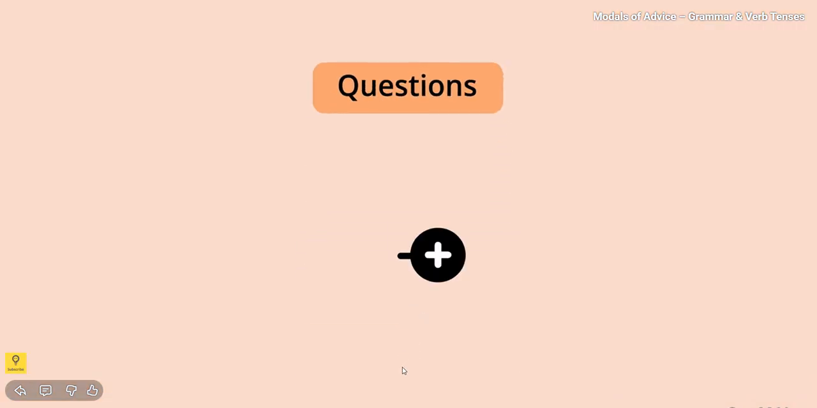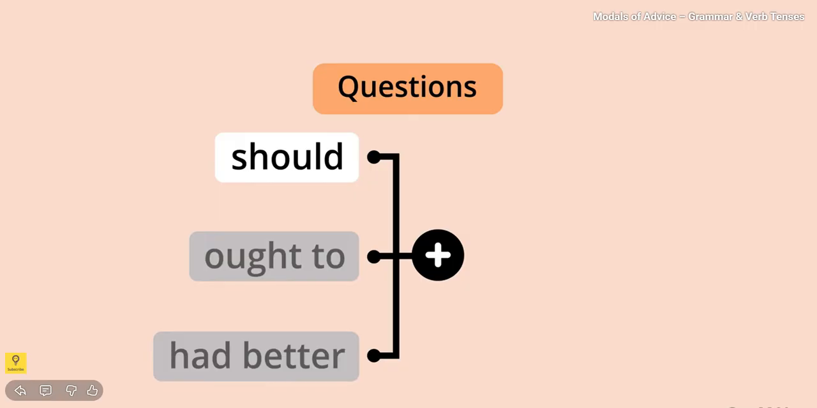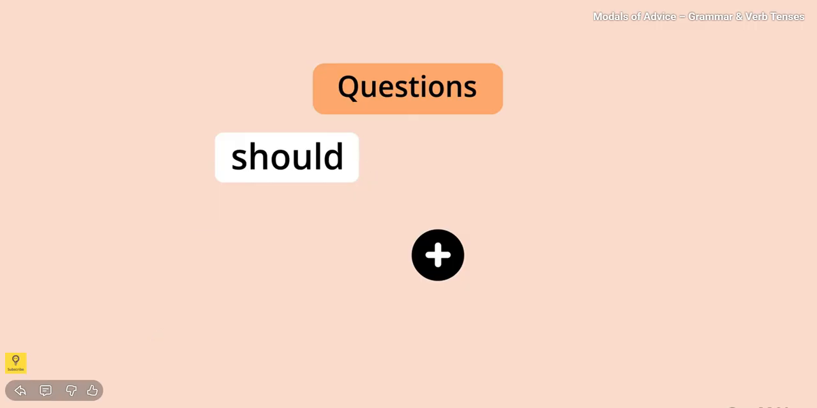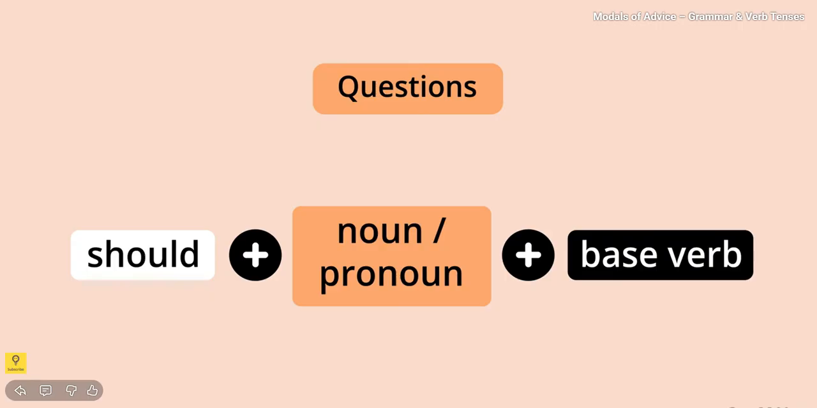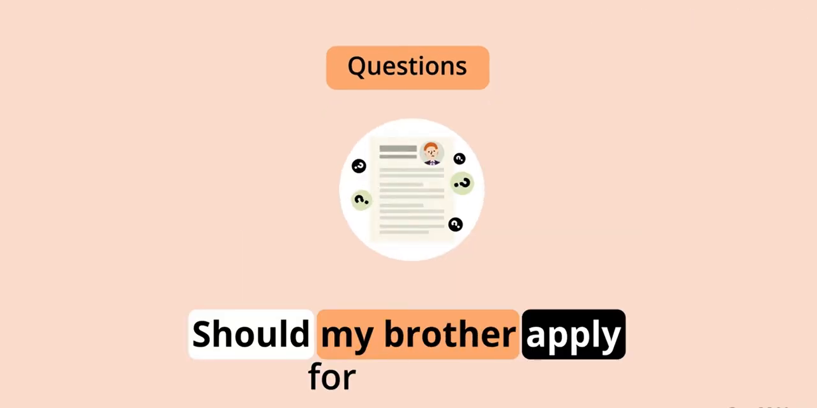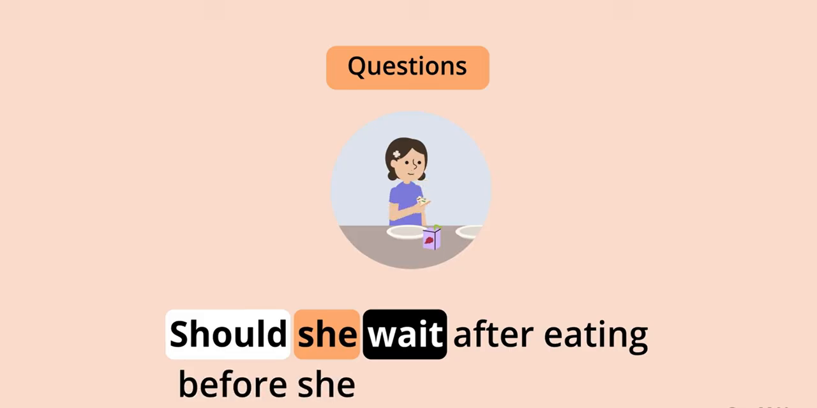For questions, the modal should is commonly used. We almost never use ought to or had better in questions. To form a question, the modal should is followed by the subject noun or pronoun and a base verb. Should my brother apply for this job? Should she wait after eating before she goes swimming?